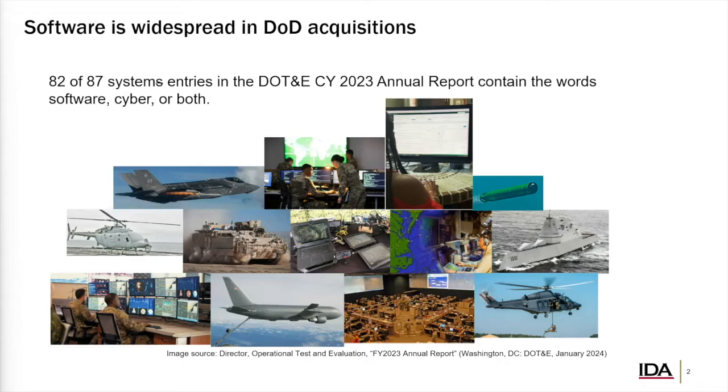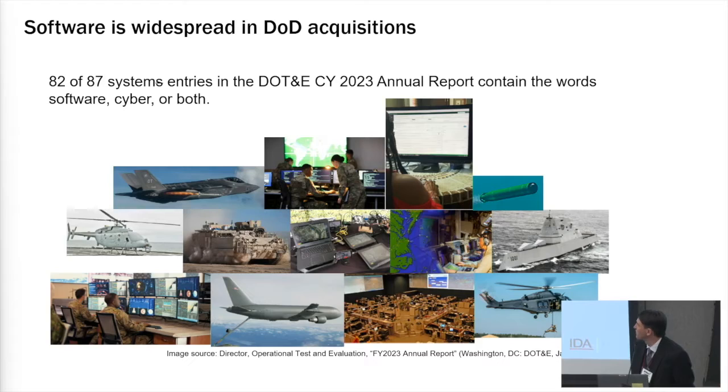So to start, I think everybody here is probably aware that software is widespread in DoD acquisitions. We can make that claim not just based on intuition. If you look at the DOT&E annual report for last year, 82 of 87 systems mention software, or cyber, which I'm using as a proxy because if you're doing cyber testing, you probably have software, or both. And this is just a smattering of images of those different types of systems.